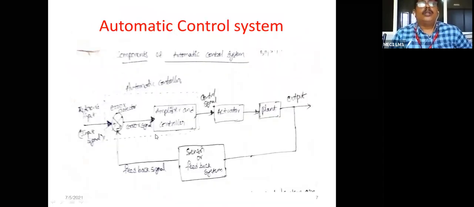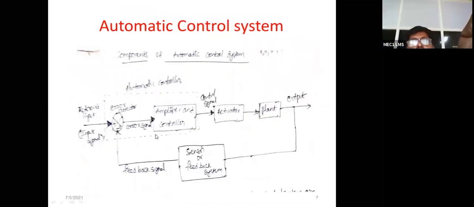And then we'll discuss it. Is it visible to all of you? Is it visible? What about the components of the automatic control system?